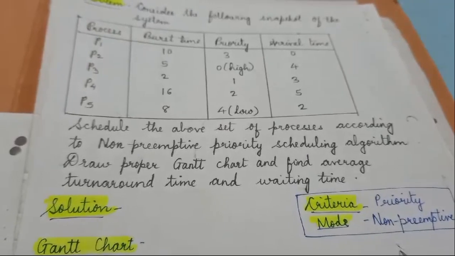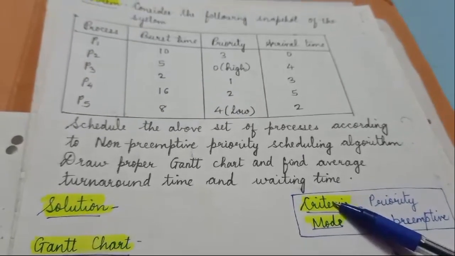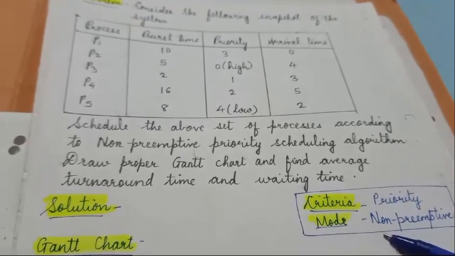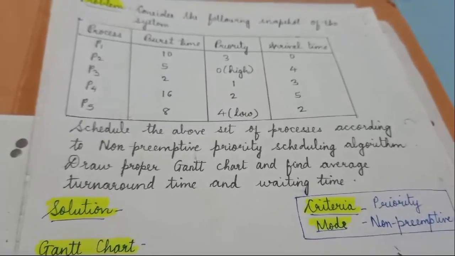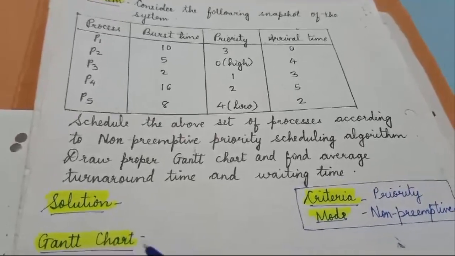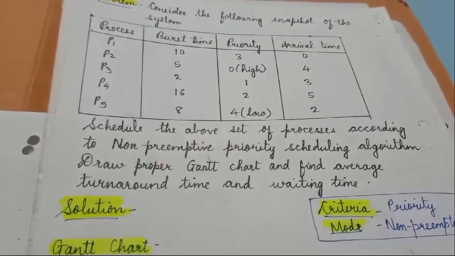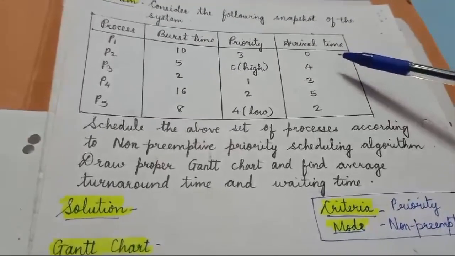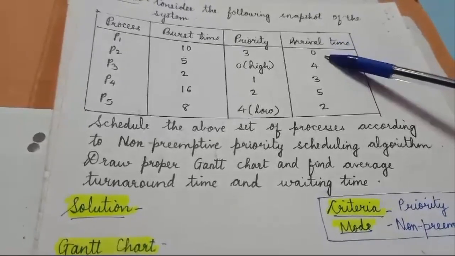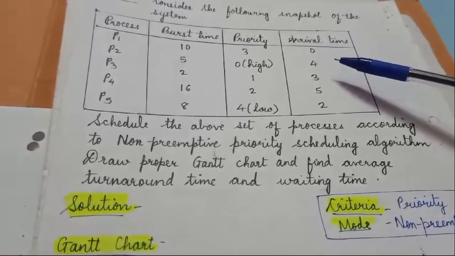So when we are solving this problem, firstly we'll write down the criteria of the problem. That is, priority will be the criteria and the mode is non-preemptive. Let's begin and draw the Gantt chart. For this, we'll focus on the arrival time. At the start, we have to look at the arrival time. Which process arrives first? As you know, process starts from 0.